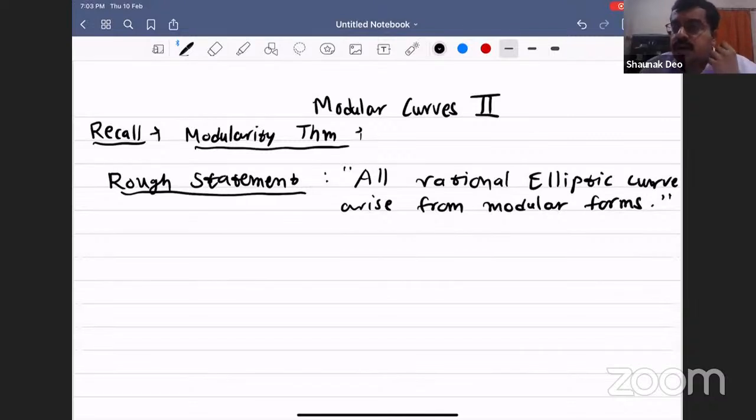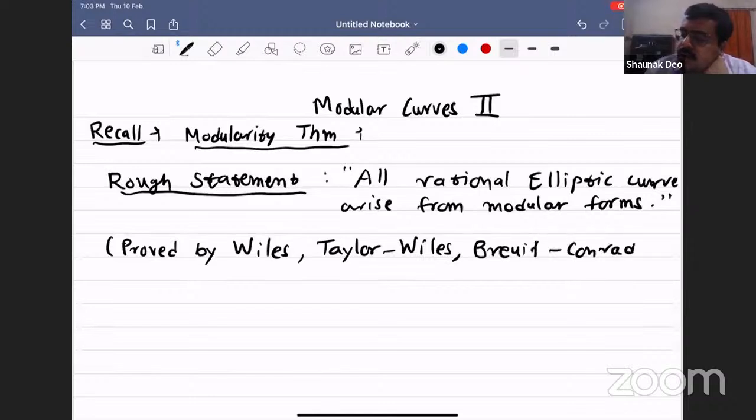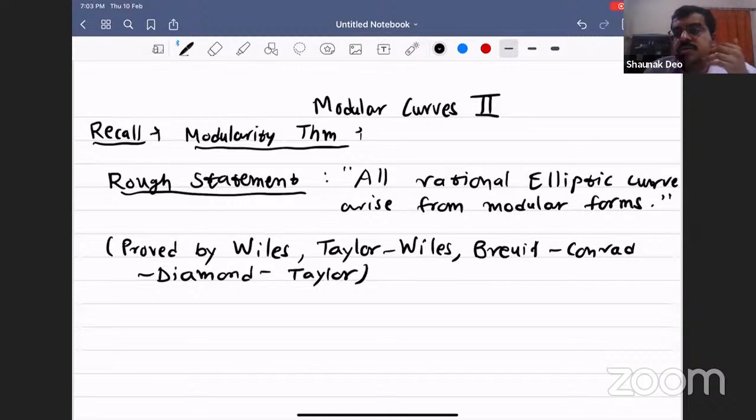This was first conjectured by Taniyama and Shimura, and many of the cases were proved by Wiles during the proof of Fermat's theorem. So this includes the work of Taylor-Wiles as well. And then the final blow came with the joint work of Breuil, Conrad, Diamond, and Taylor. So they proved it in complete generality. Of course, you can then ask more questions, like what about elliptic curves over number fields, and there these modularity theorems are wide open, and it's a very active area of research.